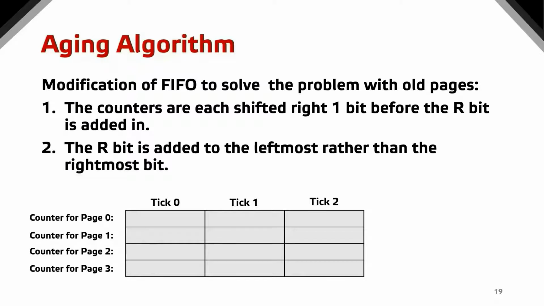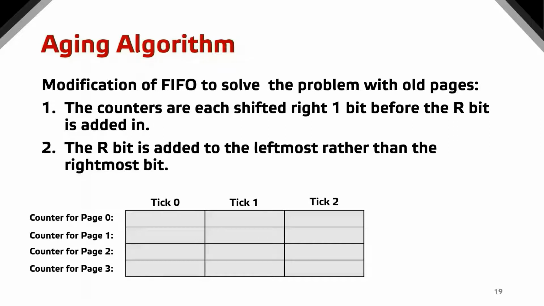Fortunately, a small modification to not frequently used makes it able to simulate least recently used quite well. The modification has two parts. First, the counters are each shifted right one bit before the R bit is added in. Second, the R bit is added to the leftmost rather than the rightmost bit.